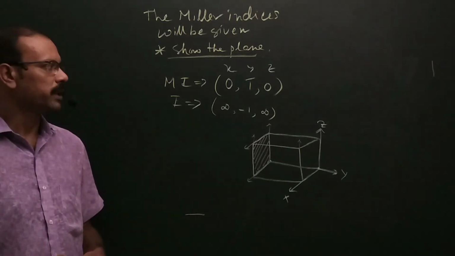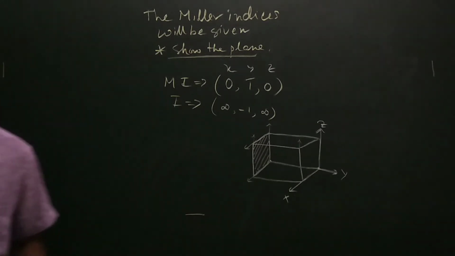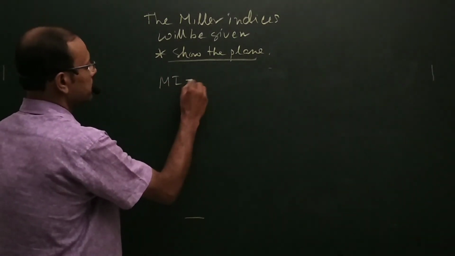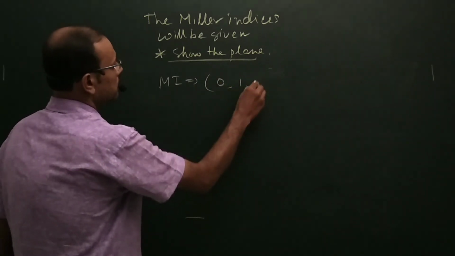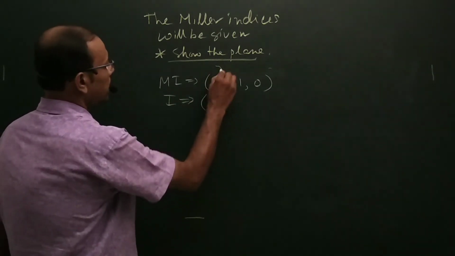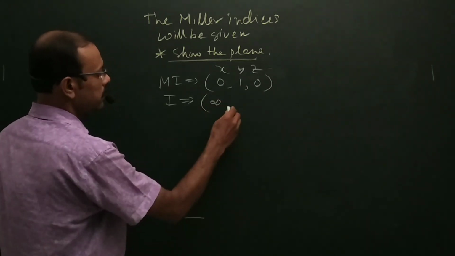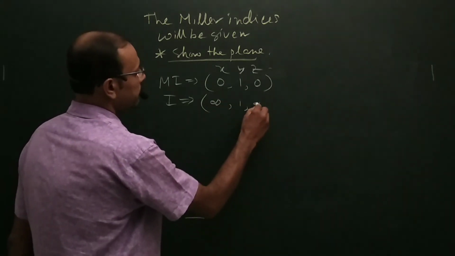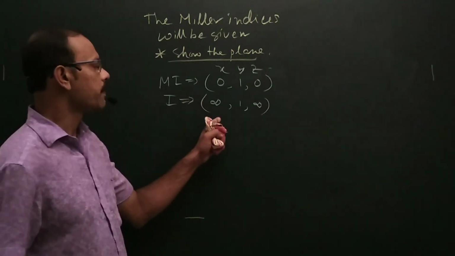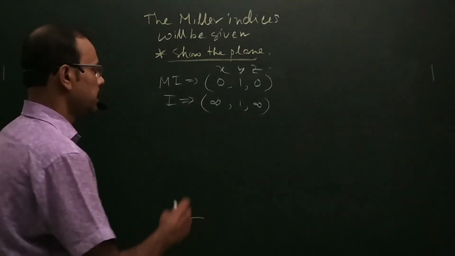I will show other 2-3 cases here. So I'm doing the next case. The Miller indices here is given by say 0, 1, 0. Therefore the reciprocal indices or integers along x, y and z direction will be infinity, 1 by 0 means infinity, reciprocal, 1 and infinity. That is the plane which I will show will be parallel to x-axis, parallel to z-axis, but it will intersect unit length at y-axis.